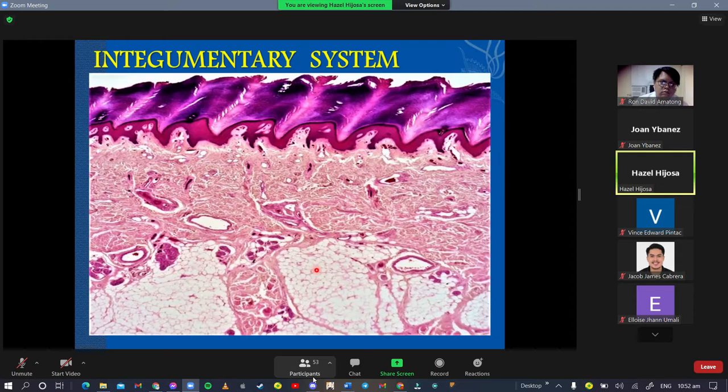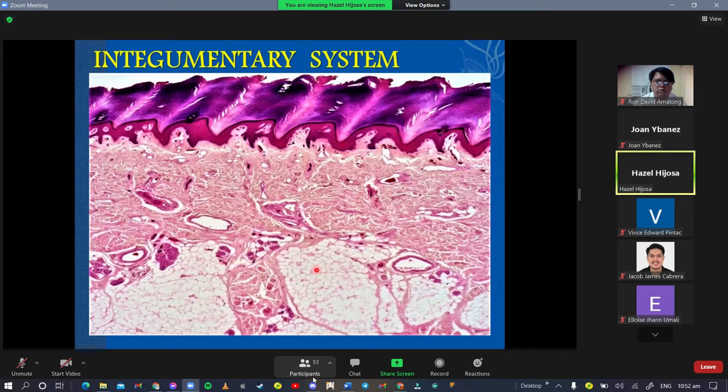Now histologically, we classify skin as thick or thin, depending on the thickness of the epidermis. Usually the thicker epidermis is found in the palms of the hands and soles of the feet. So these are the areas that are frequently subjected to friction, pressure, or abrasions.